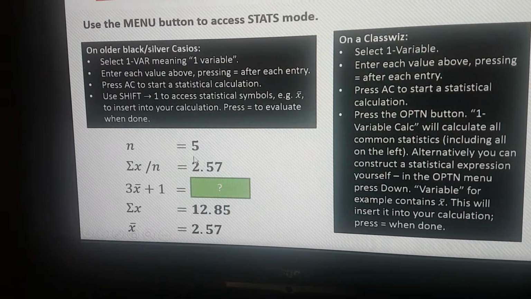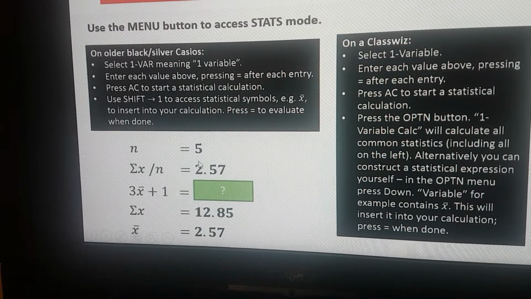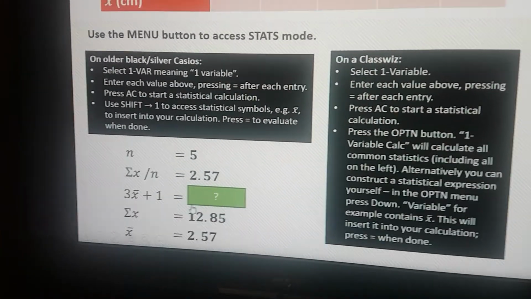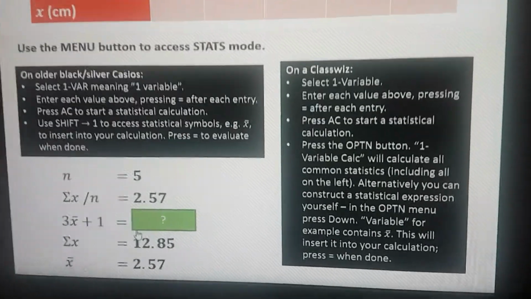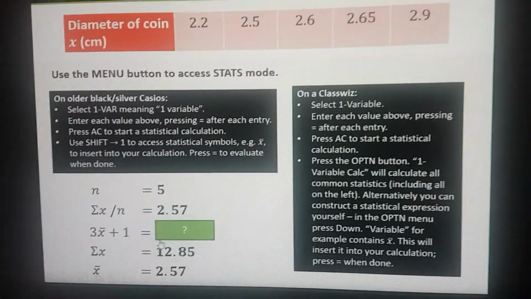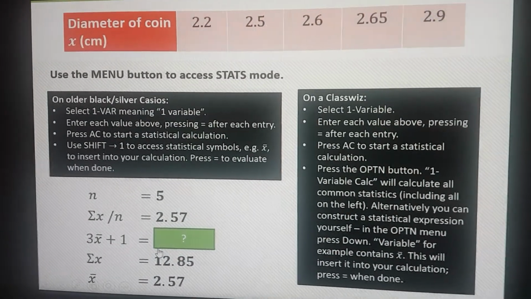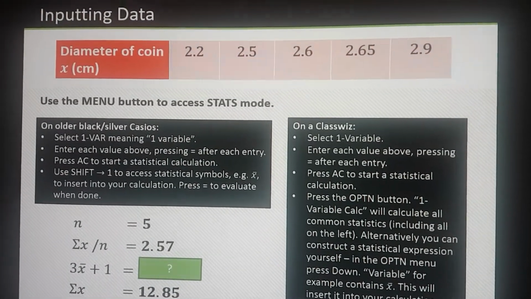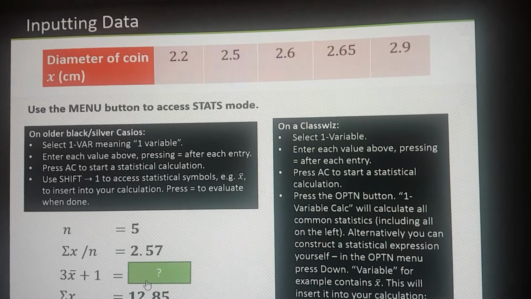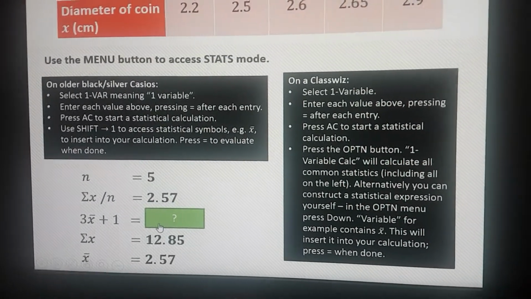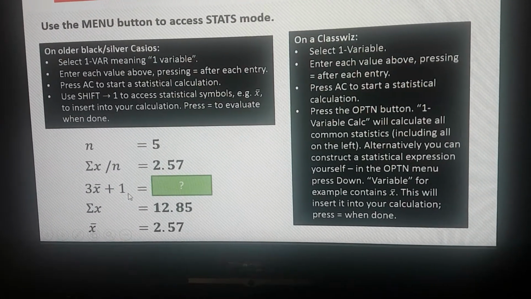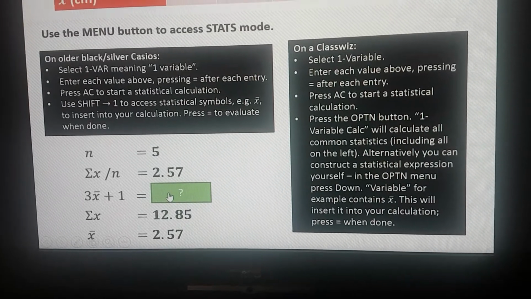So this value and n, we need to put them in the exam when we find the mean, because they will give you a mark for accuracy, and for this mark you need to show that you worked those out. Okay, if you want to calculate, for example, 3x bar plus 1, you can do that.